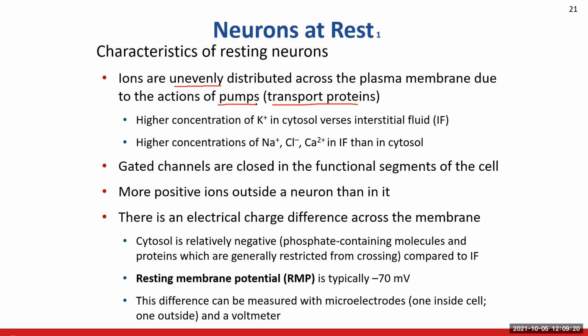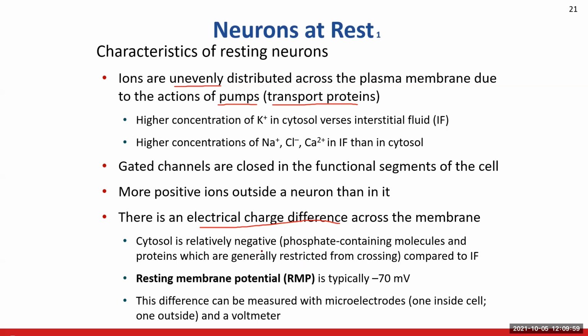All right, then because of all of this going on, we'll have more positive ions outside the cell than in it. That gives the outside of the cell that positive charge, and therefore it gives the inside of the cell a negative charge. So we'll see that there is an electrical difference across the plasma membrane. So what gives us that positive charge outside the cell, and what gives us the negative charge inside the cell? Well, we talked about that with the distribution of the substances there.